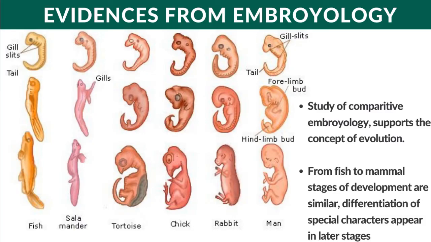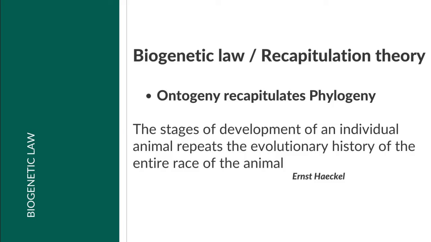Now let us see the evidences from embryology. The study of comparative embryology of different animals supports the concept of evolution. The embryos from fish to mammals are similar in the early stages of development. The differentiation of their special characters appear in the later stages of development.